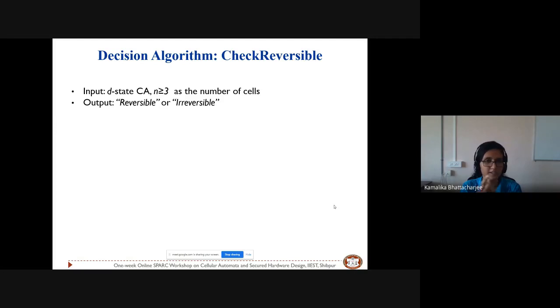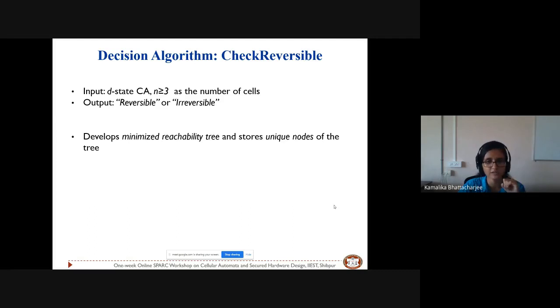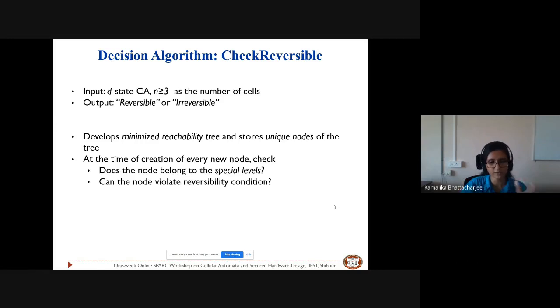So we can take any number of cells as input and develop the minimized tree, which stores only the unique nodes of the tree. At the time of creation of every new node, we will be checking whether the node can belong to a special level. If it is belonging to a special level, we have to check whether for that level it is violating the reversibility condition or not. Then, even if it is not in a special level, can the node itself violate the reversibility condition, like it is not balanced or it is having fewer RMTs? While we develop each node, we will be checking this condition.